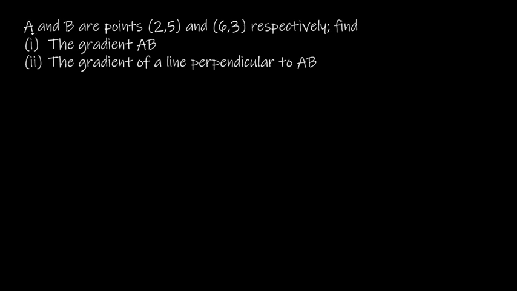So we have A and B are points (2, 5) and (6, 3) respectively. We have to find the gradient AB, and the gradient of a line perpendicular to AB. Alright, so let's go ahead and look at the solution for this problem. We have point A, which has the coordinates 2 and 5, and then we have point B with the coordinates 6 and 3.